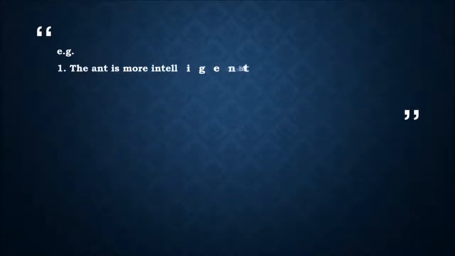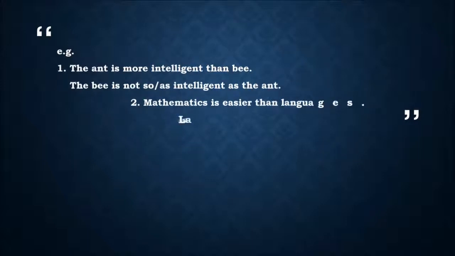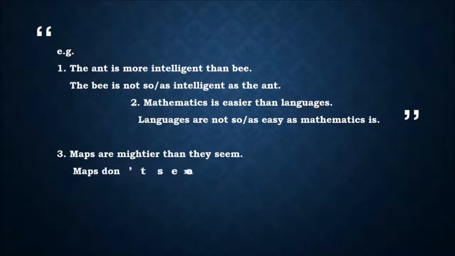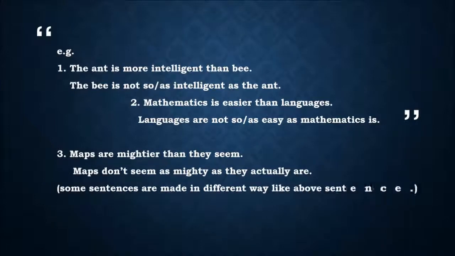E.g. 1. The ant is more intelligent than the bee. The bee is not so / as intelligent as the ant. 2. Mathematics is easier than languages. Languages are not so / as easy as mathematics is. 3. Maps are mightier than they seem. Maps don't seem as mighty as they actually are. Some sentences are made in a different way, like the above sentence.